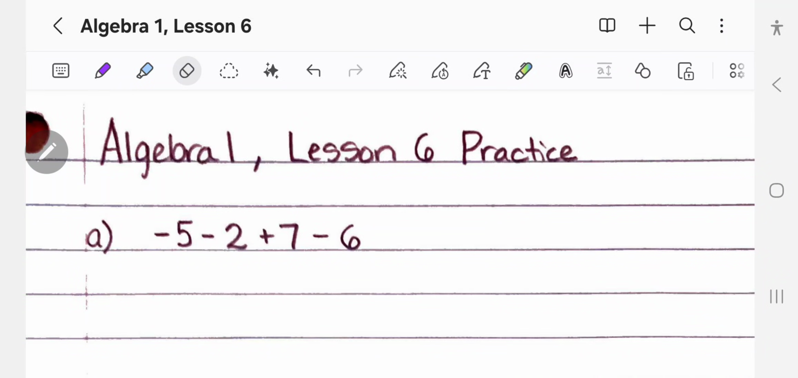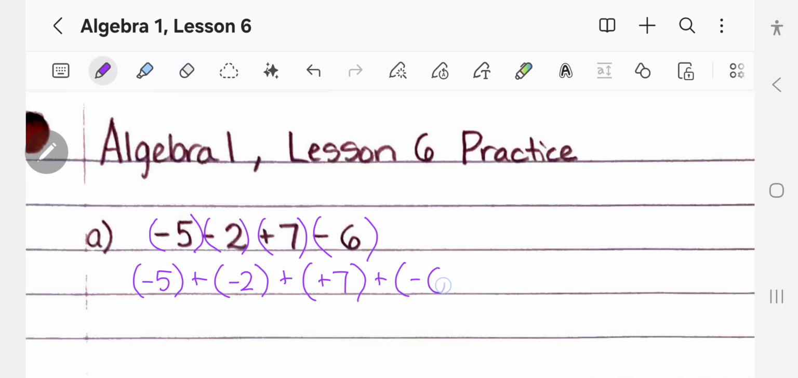This is Algebra 1, Lesson 6, Practice. I'm going to do this by inserting parentheses, the first method we learned. And then I'm going to insert plus signs between each. Then I'm going to combine all my negatives.